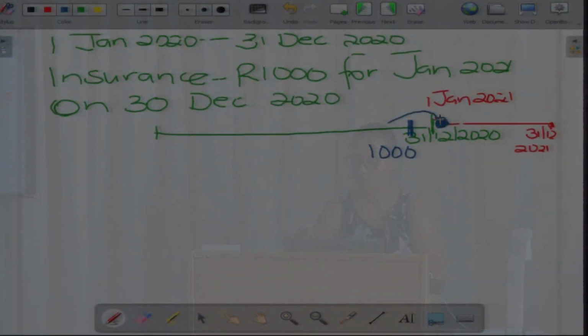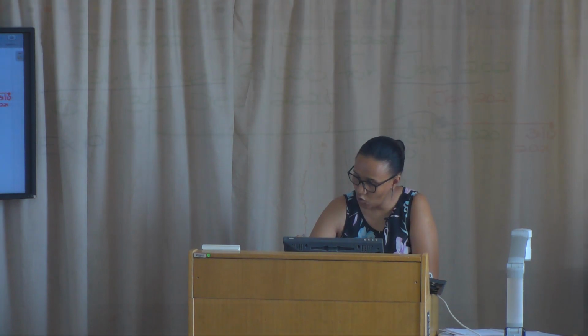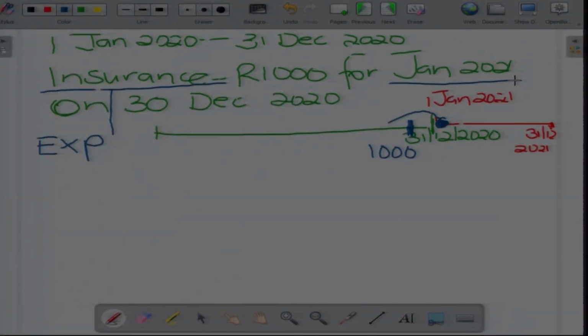We need to ask ourselves two questions. The first question, what is the element that we are paying, right? Which is insurance. What is insurance? Insurance is an expense, right? And how are we paying it? Is this thing in arrears or is this thing paid in advance? So you paid it here, but only for the next year. So this payment is in advance, right? Because the January 2021 it's still coming. So this is in advance or prepaid.